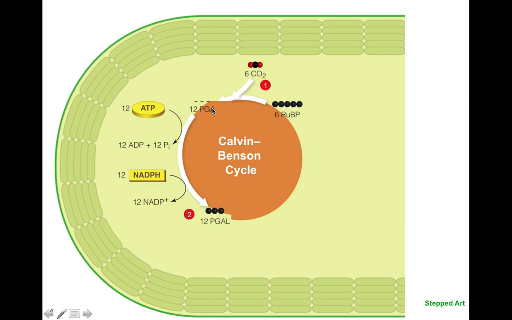So our PGA, which is 3 carbons long, we give it a phosphate group from ATP, and look at how much it costs. It costs us 12 ATP. That's a lot. It costs us 12 NADPH. That's a lot. But when it's all done, we've converted PGA into PGAL. Now, that's step 2. This is 12 of these 3-carbon PGAL molecules.